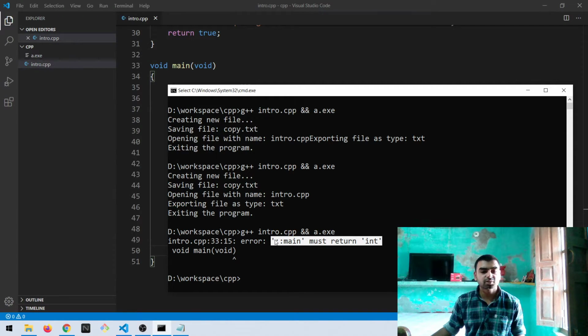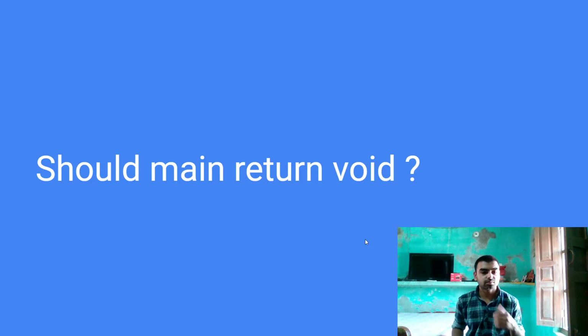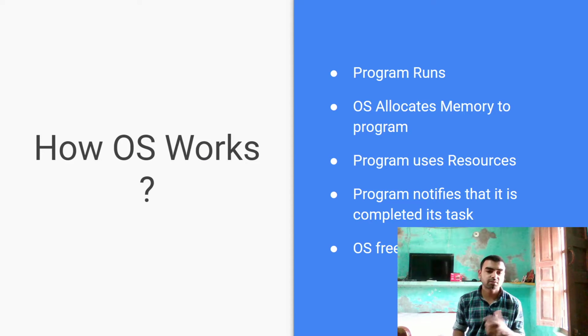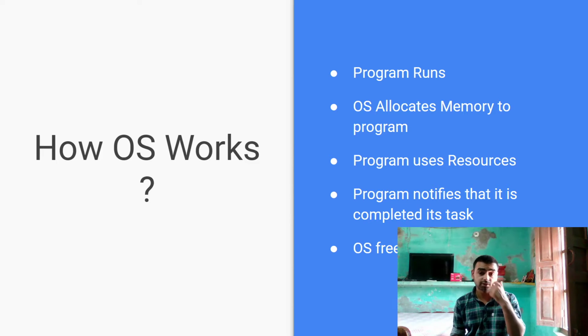So the C++ compiler complains that the main function should return integral values. So why is that the case? I want to clarify why the main function should return integer values. For that, we need to understand how the operating system works.